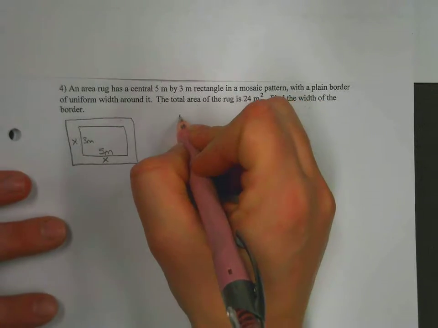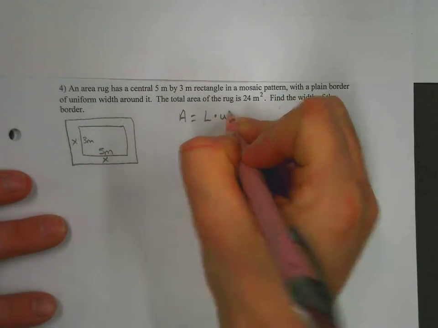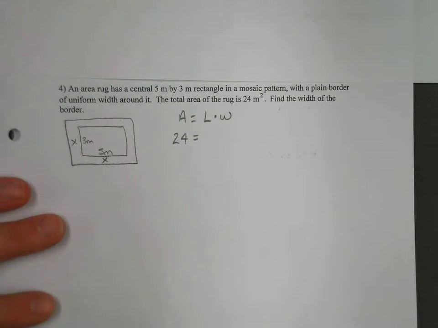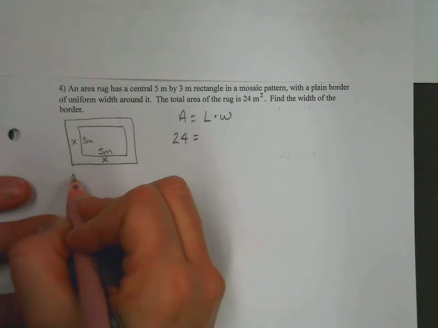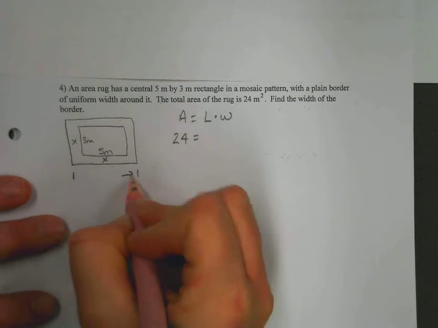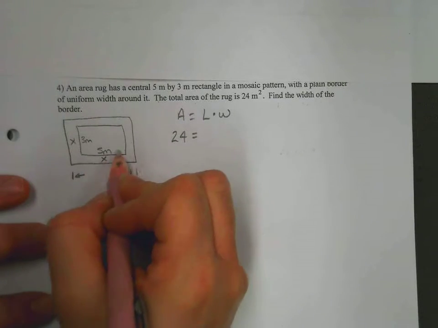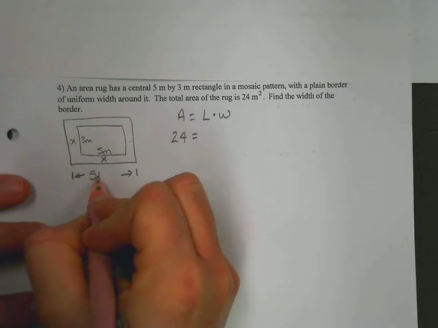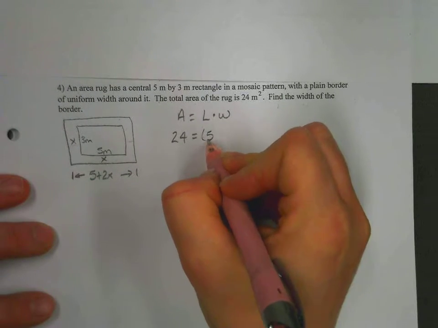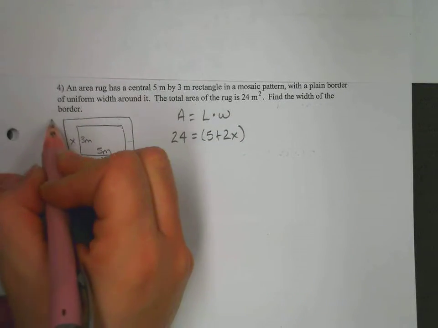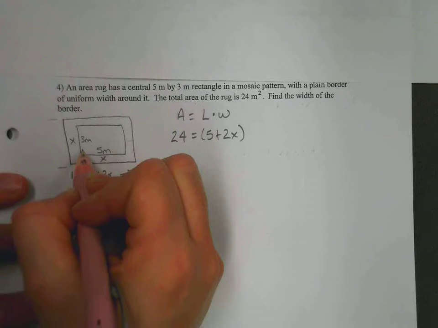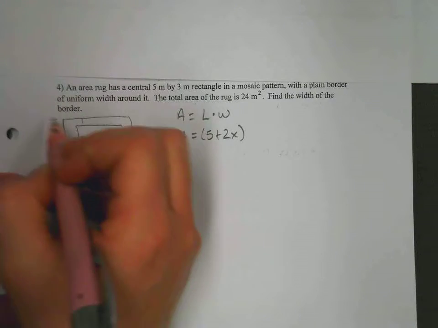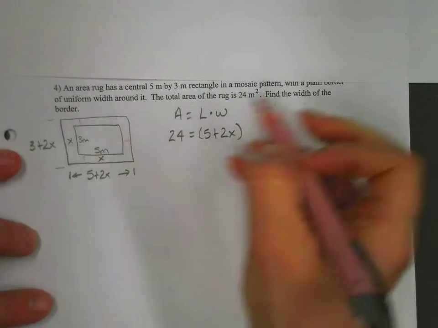All right, so how do I find the area of this entire rectangle? I'm going to take length times width. Well, I know my area is 24. The length of this entire rug from here to here is going to be 5 meters plus the width of the border on each end. So it's going to be 5 plus 2x. So that's my length, 5 plus 2x. And then the width of the rug is similar: the width of the inside part, which is 3 meters, plus the width of the border on each end. So the width is going to be 3 plus 2x.